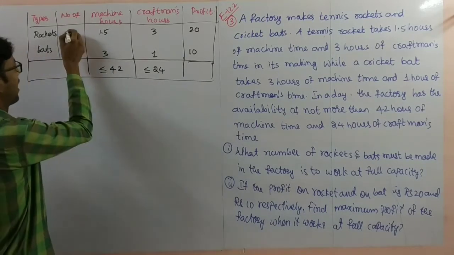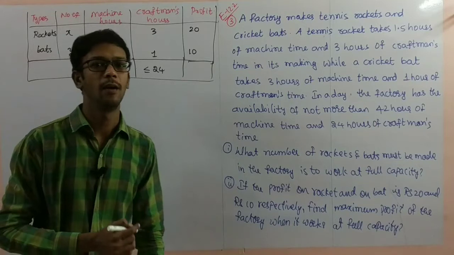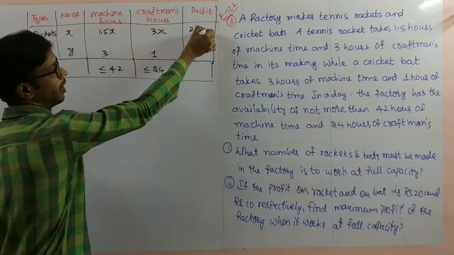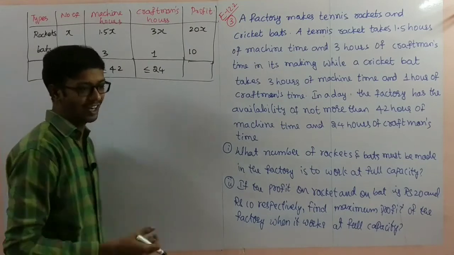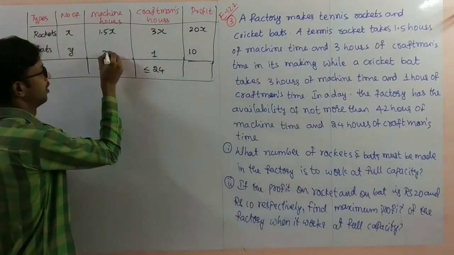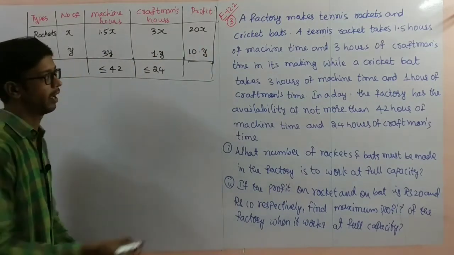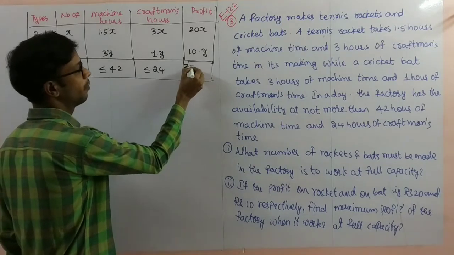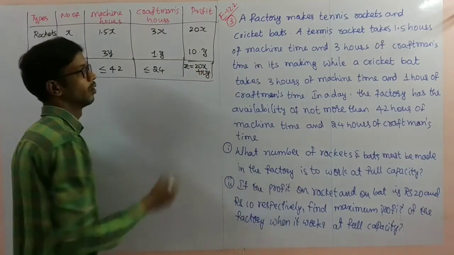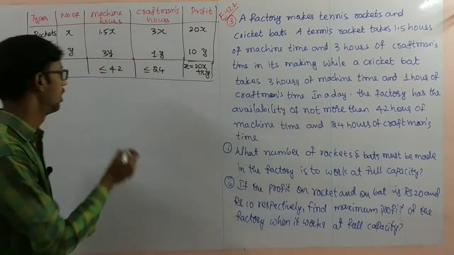So I'll take X as rackets and Y as bats. So how much will you get here? X multiplied, since for one racket they have given this. I am taking X rackets, so multiply with X, and here Y multiplies. So Z, the total profit, is 20X plus 10Y. You have to find the maximum profit here.